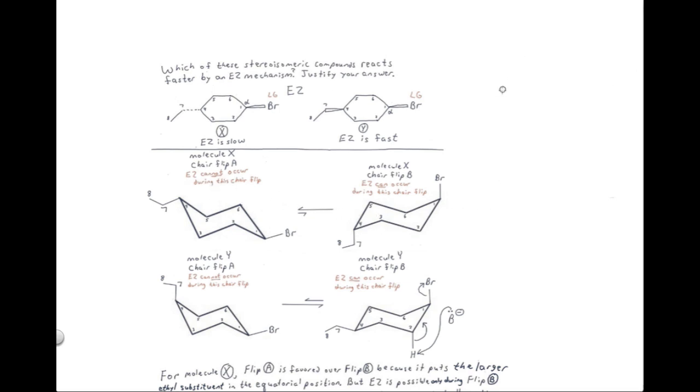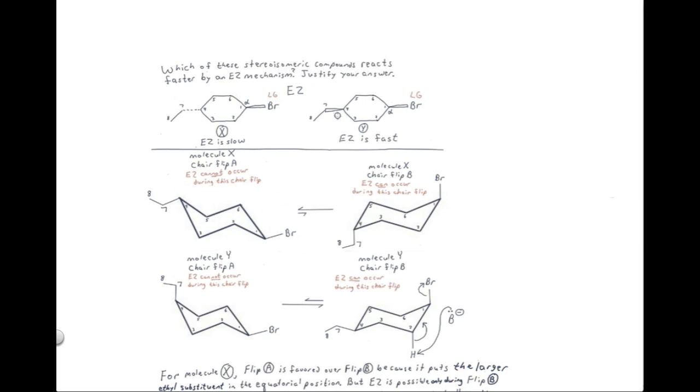Oftentimes, it's important to draw a chair picture for E2 for cyclohexane when there is a very large substituent like a tert butyl group. So this problem was more challenging because we didn't have a tert butyl group, we had an ethyl group. An ethyl group, I guess, is a moderately large substituent. Certainly an ethyl group is not as large as a tert butyl group. So here we didn't have as large a substituent as a tert butyl group. We had a moderately large substituent.